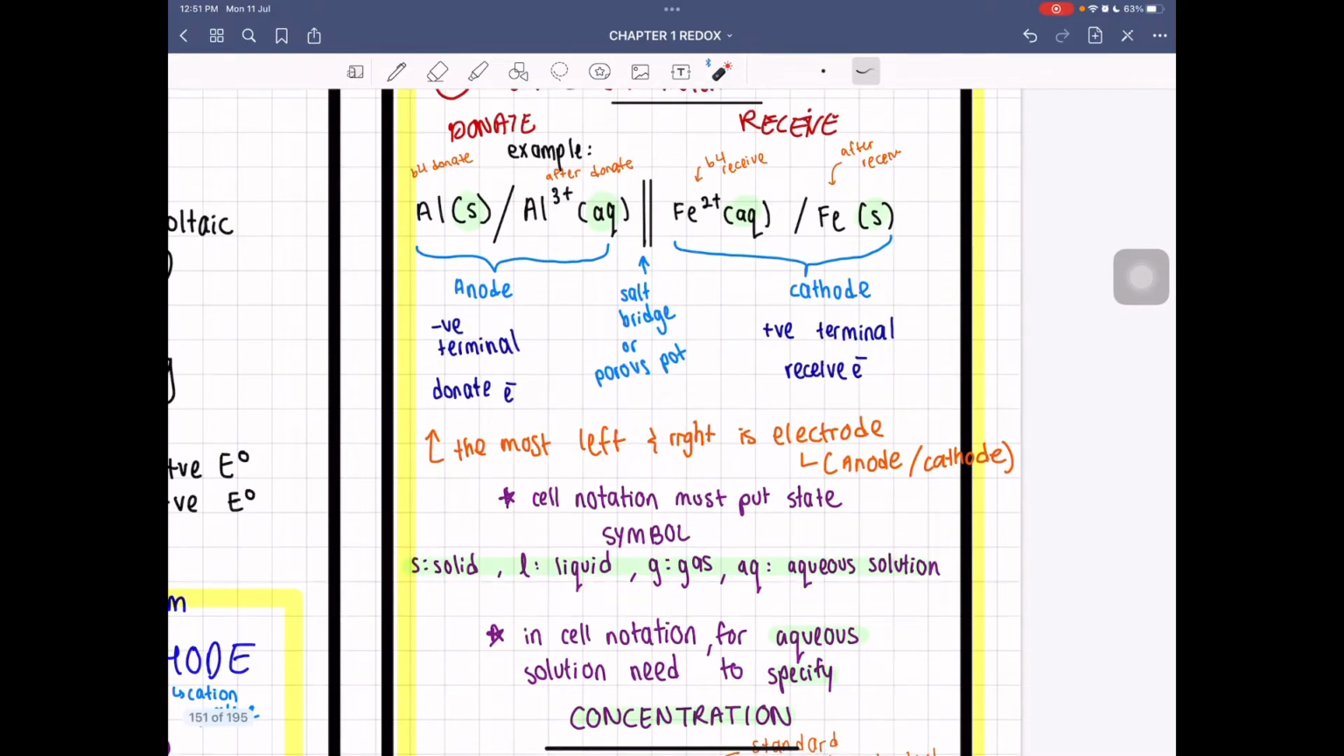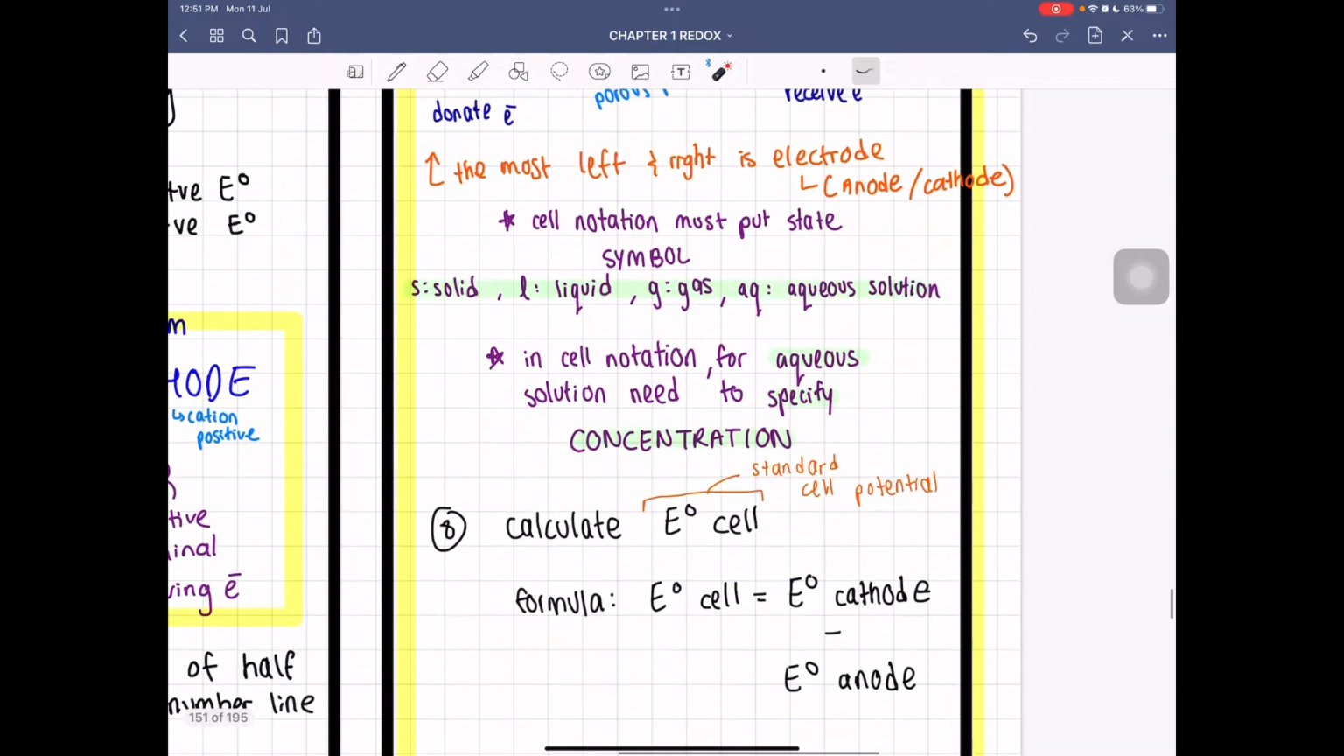What else do we need to take note of? For cell notation, you must state the symbol. So aluminium, if it's solid, you have to put a bracket with S. If aqueous, you have to put a bracket with AQ. But since it's aqueous, you have to specify your concentration. Whereas for solid you don't need to, just S. If liquid, just put L.